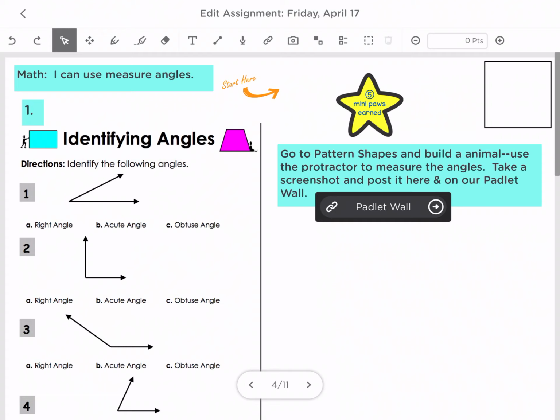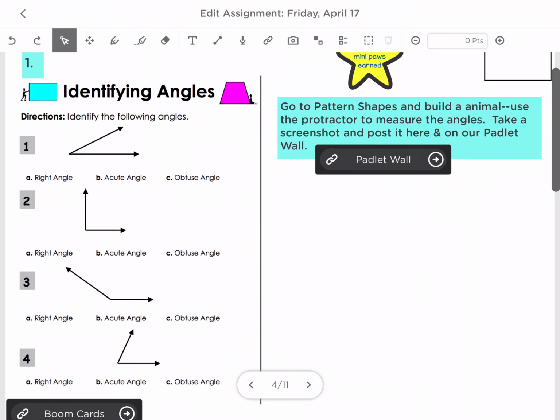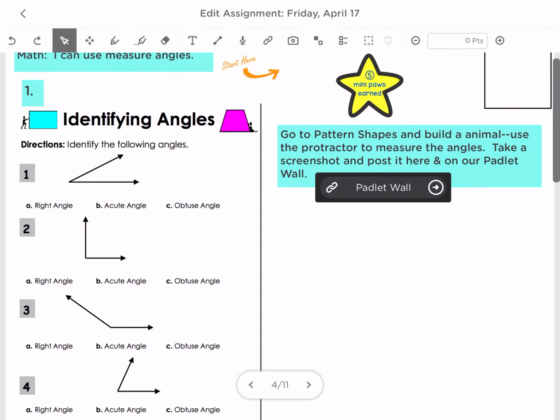Friday, 4th grade. I'm really excited about today's math. Today we're going to continue our work with measuring angles and identifying angles. I have a little review for identifying angles for you to do first. There's 4 questions that shouldn't take too long. And then our really fun activity is going to be back in the app Pattern Shapes.